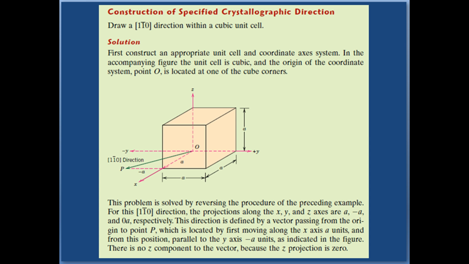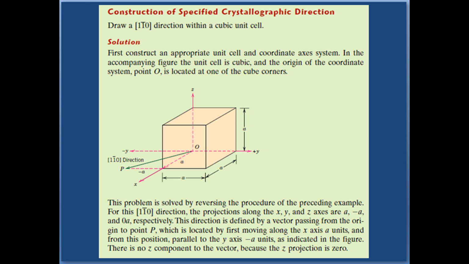The first step in this procedure is that a vector of convenient length is positioned such that it passes through the origin of the coordinate system. Any vector may be translated throughout the crystal lattice without alteration if parallelism is maintained. This is our first step.